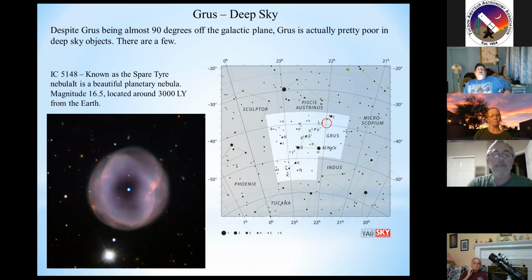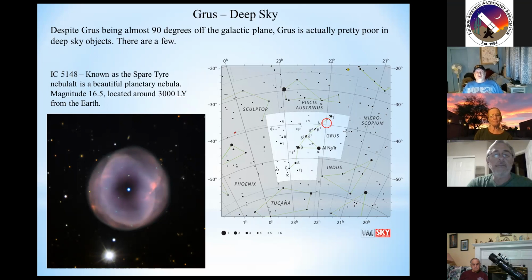Now, like I said before, Grus is about 90 degrees off the galactic plane. Usually when there's a constellation that's that far off the galactic plane, there are quite a few deep sky objects in it because you're not looking through the dust and gas that's in the Milky Way. You usually have a pretty clear view of objects out there in the deep sky. But Grus is pretty poor. There isn't much there. Maybe that's because it's a small constellation, I don't know. But there isn't a lot there to look at.